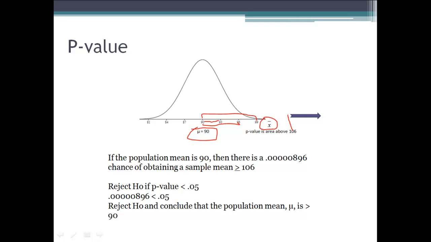But anyway, if the population mean is 90, if H0 is true, then there is a p-value chance, very small in this case, of obtaining a sample mean greater than or equal to 106. So that's the general statement that you should always have when you're interpreting the p-value. In the context of this problem, we'll reject H0 if the p-value is less than 0.05. It is, so we will reject H0 and conclude that the population mean, mu, is greater than 90.